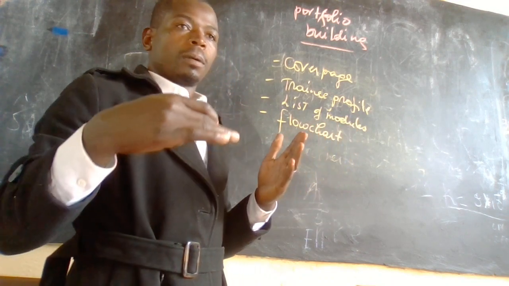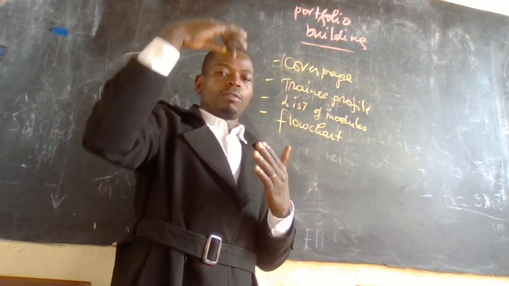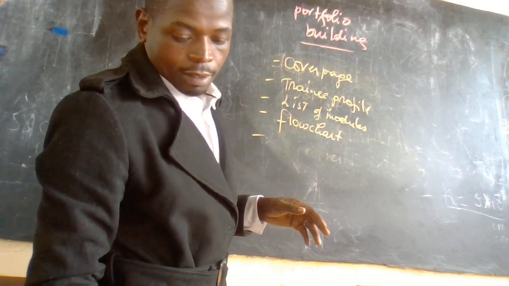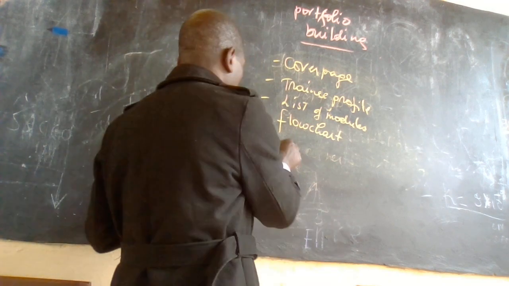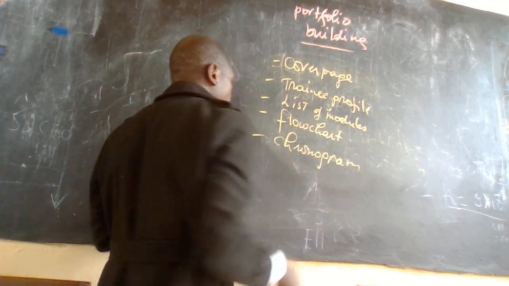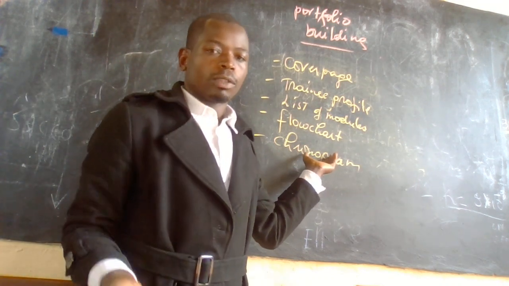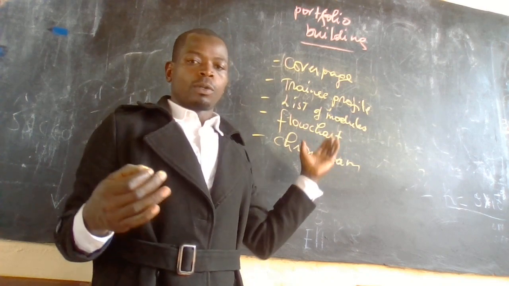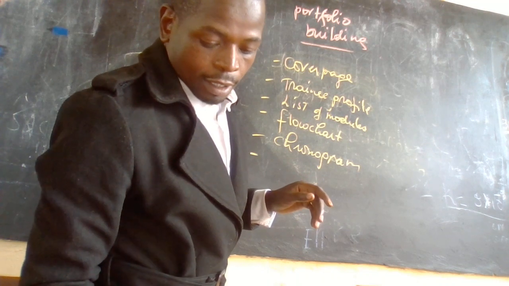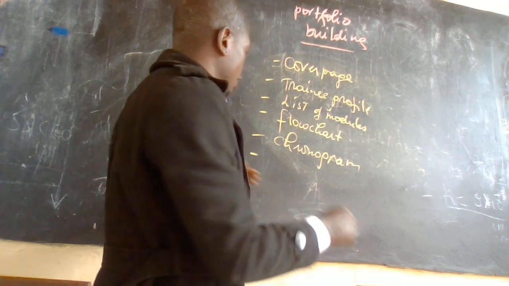For example, occupation comes before all modules. The fifth one is the chronogram. Yeah, this document is like a national timetable to show the hours, modules, and their periods. The next one is the training mapping of learning units.